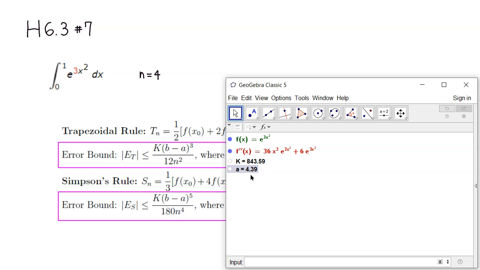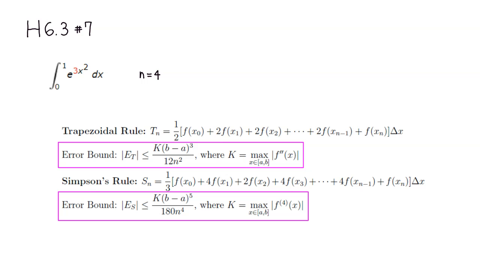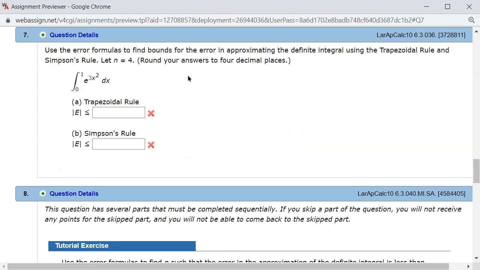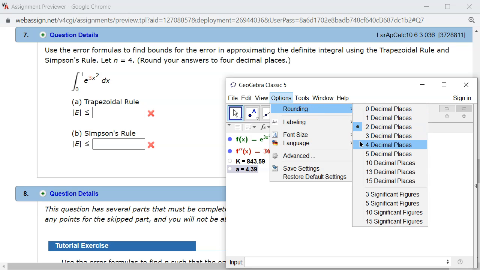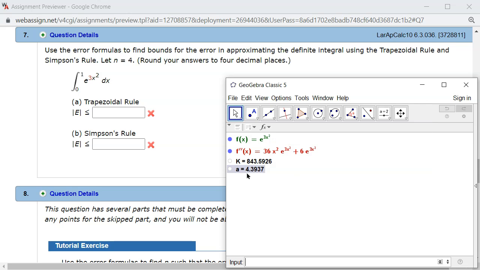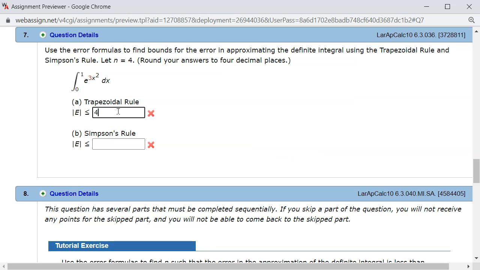So you can see it's 4.39, and I forgot what precision they want. Let's see, they want 4 decimal places, so we're going to go to option and change it to 4 decimal places. So it came out to be 4.3937. So I'm going to just put 4.3937. Let's check the answer. I came back and looks like we got part A correctly.